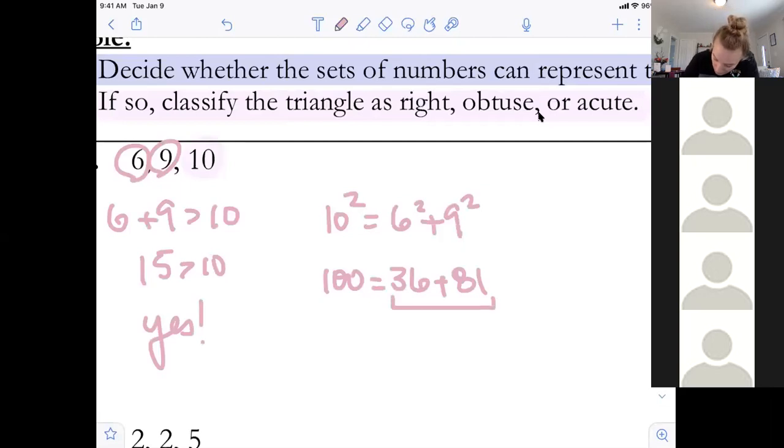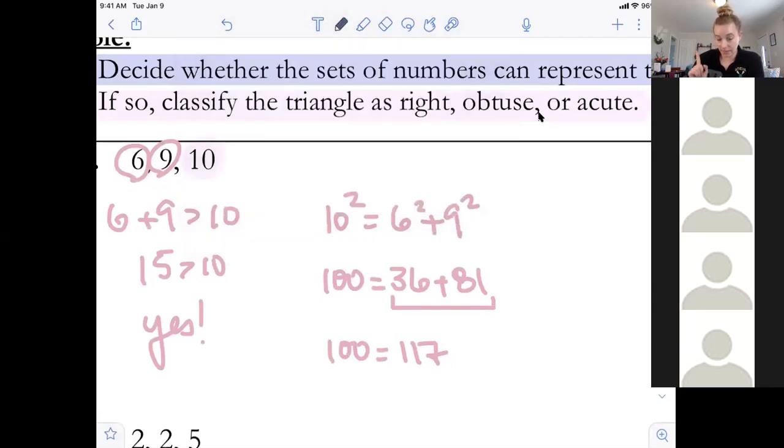36 plus 81 is 117. Ooh, this is not as nice as the last one. They do not equal each other. But just because they don't equal each other just means it's not a right triangle. Now I have to ask myself, is it acute or is it obtuse?